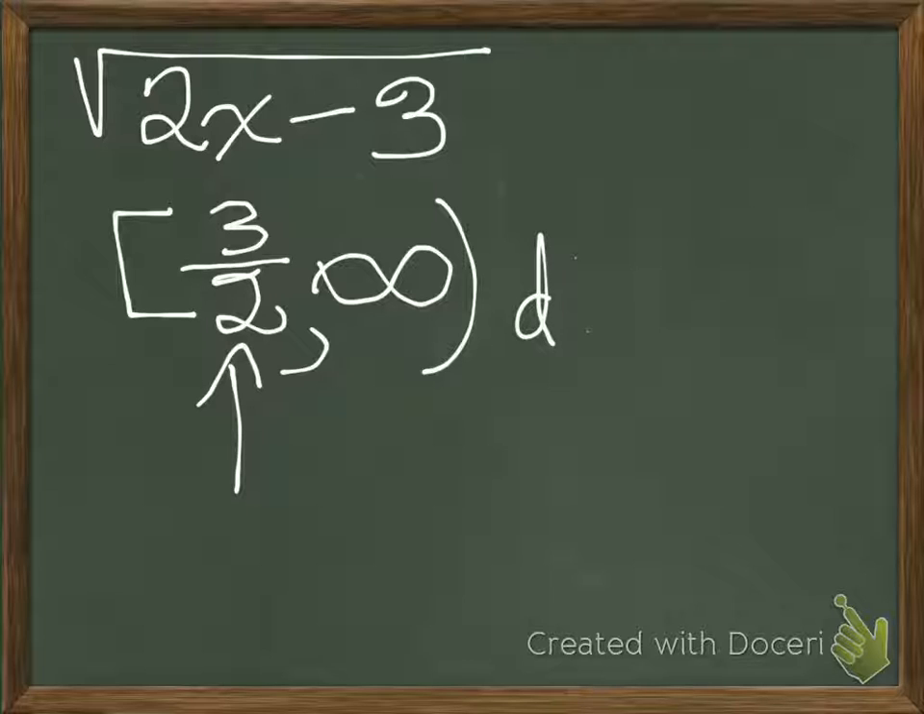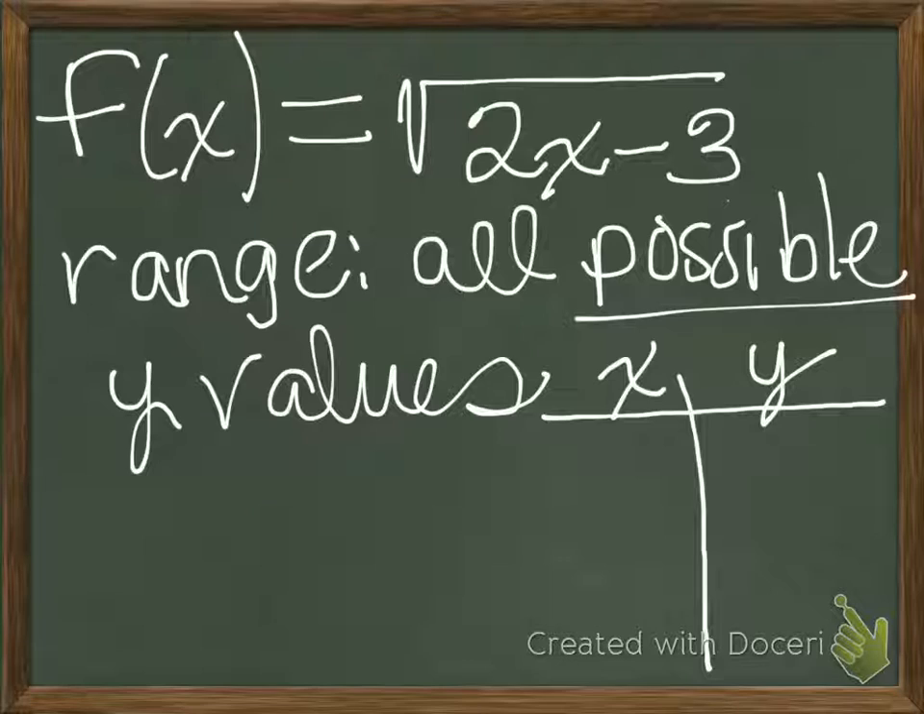Okay, we're going to look at range now. For range, we're looking at all possible y values. So let's just look at the function we just finished looking at, but now my focus is going to be on the y values. So we already talked about the domain. The smallest number the domain can be is 3 halves.